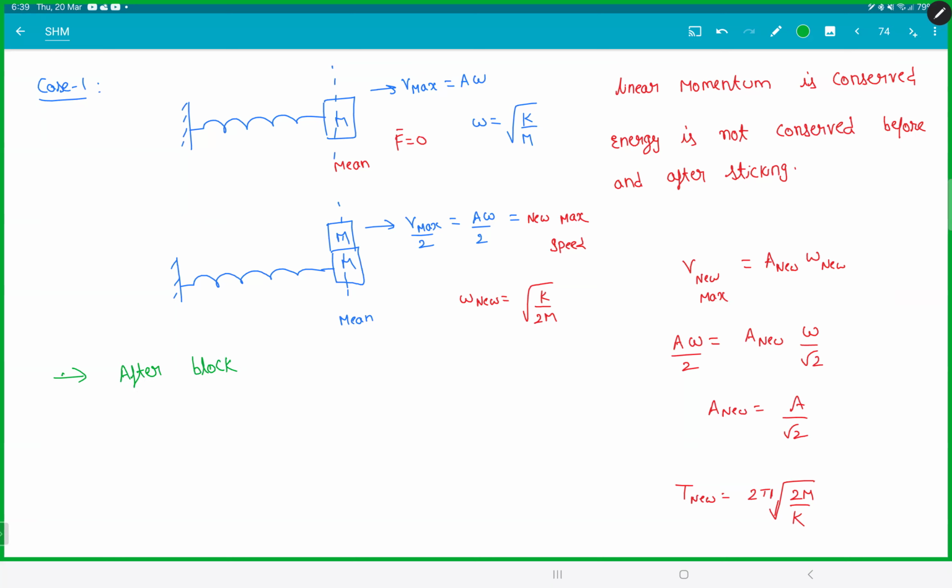Because only during the process of sticking you lose energy. After the blocks are stuck, energy is conserved. That means I can do this thing. The kinetic energy of 2m, where the speed has become v by 2, whole square, is equal to the spring energy of k, the new amplitude square.